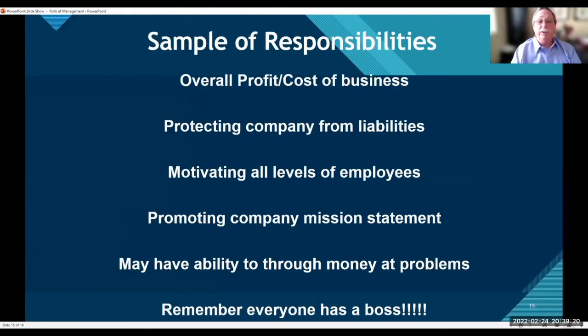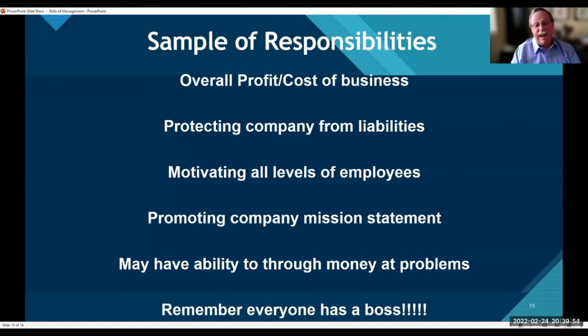Samples of responsibilities: overall profit and cost. I'm to protect the company from liabilities. We've talked about this. It's my job to protect the company from being sued. Motivate employees at all levels. Promote the company's mission statement. May have the ability to throw money at problems. And by this, I mean that when problems become bad, I might have it in my budget to throw money at it where the other people don't. And that's a unique situation.